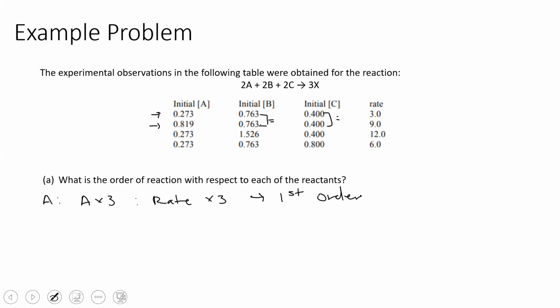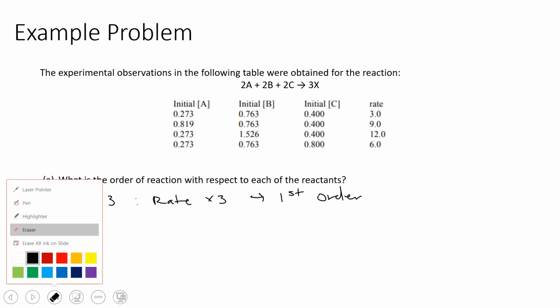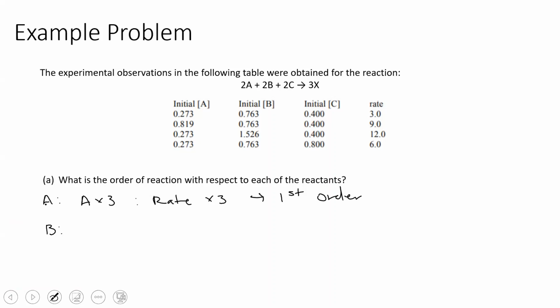Again, this is from the last slide. Now let's try out B. Again, let's find 2 experiments that work out. So let's erase this. Cool. If we look at experiment 1 and 3, A is the same, it's 0.273 in both cases. C is the same, it's 0.4 in both cases. However, it looks like B doubles. So when B is multiplied by 2, let's look at what happens to the rate. The rate will go from 3 to 12, so that's times 4.